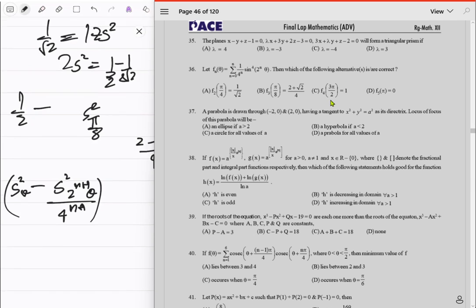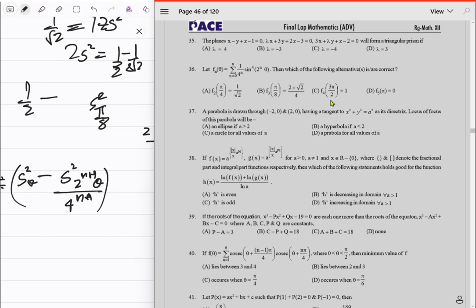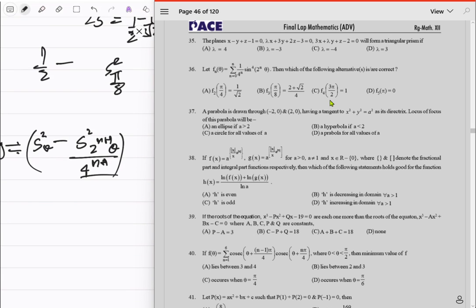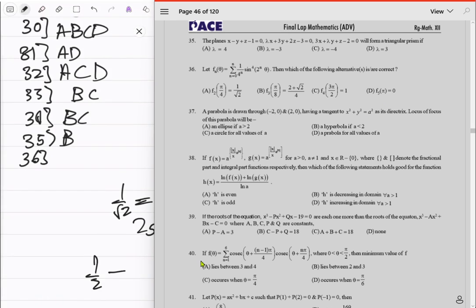So f sub 4, 3 pi upon 2. Once again, this is going to die completely. What do you get? Just get sine square of 3 pi upon 2, which is okay, negative square. So c is correct, and f sub 5 is going to die of pi. That's 0. So c is correct, d is correct. Next question. 37.